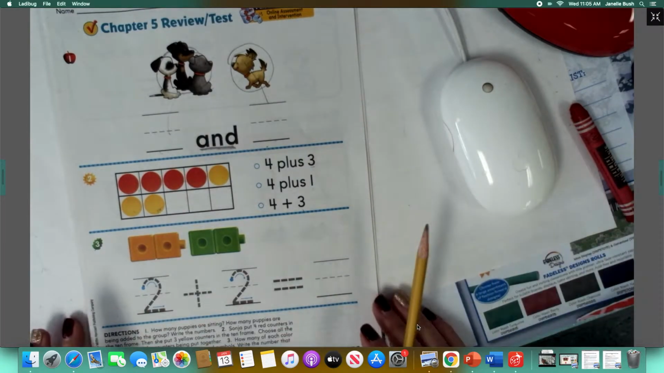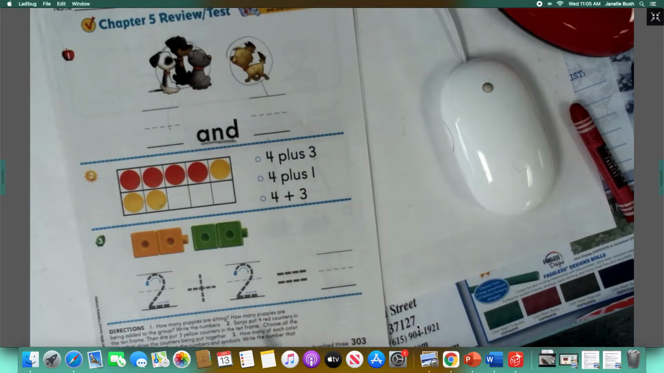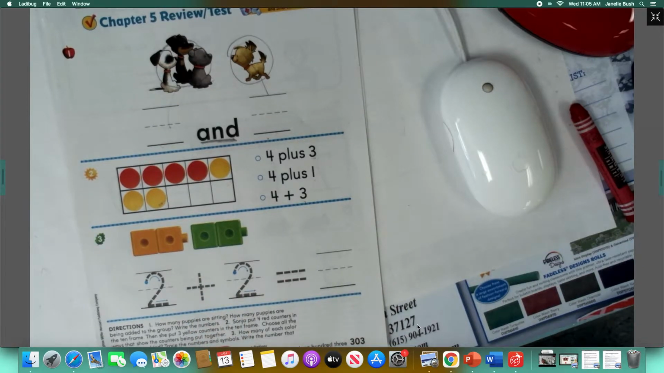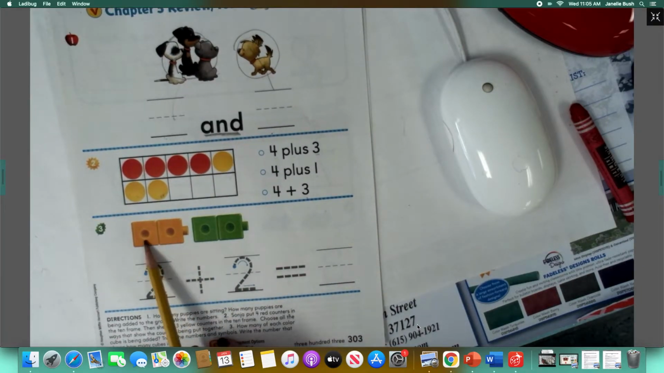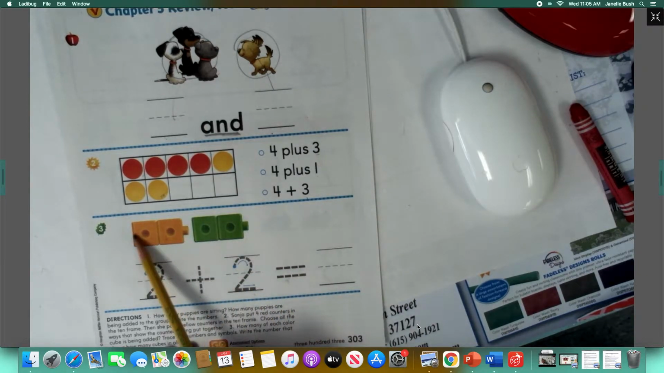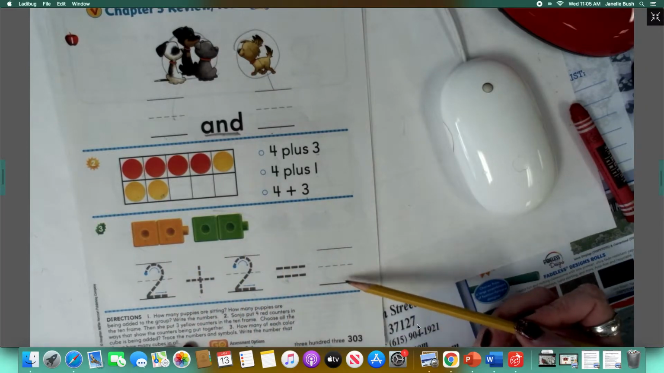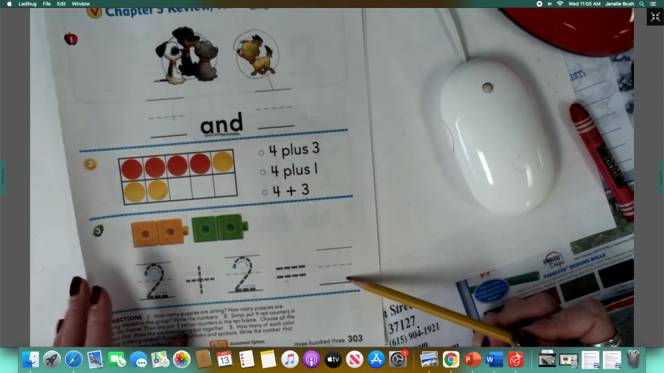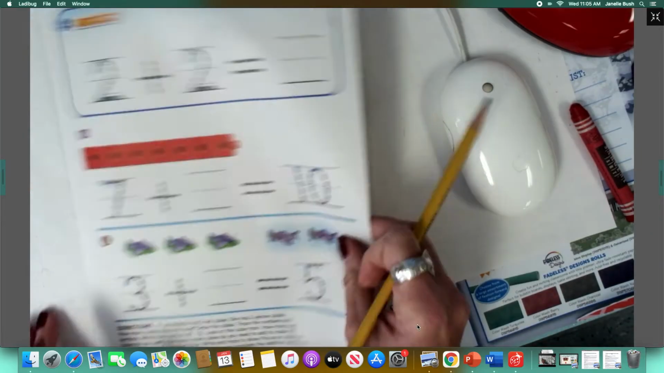All right, let's move on to number 3. How many of each color cube is being added? Trace the numbers and the symbols and write the number that shows how many cubes in all. So count those cubes, trace the number, trace your plus. Count those cubes, trace your number, trace your equal. Now count all the cubes, and you're going to write your answer in the blank. Okay, when you're finished with that, flip over to the other side.